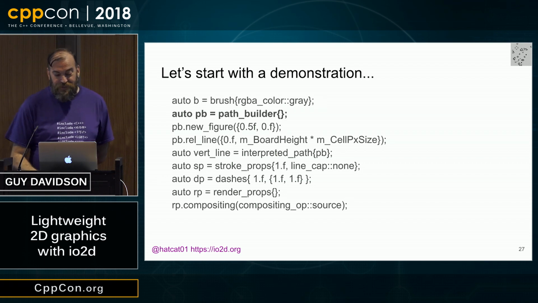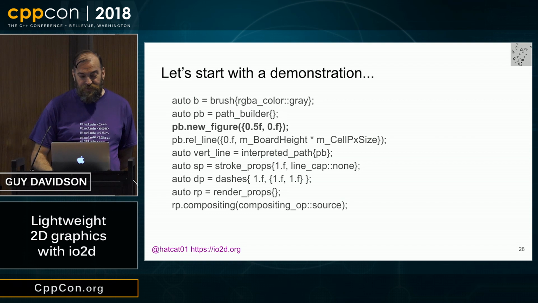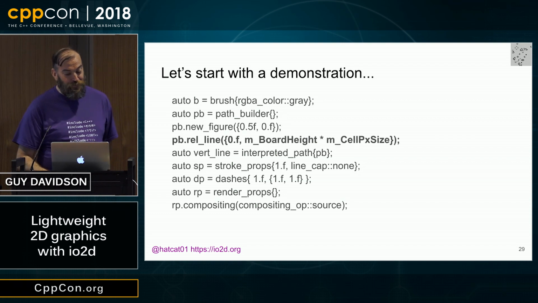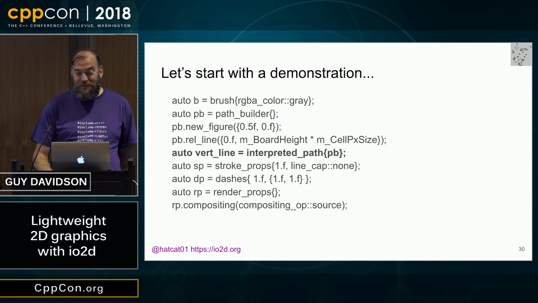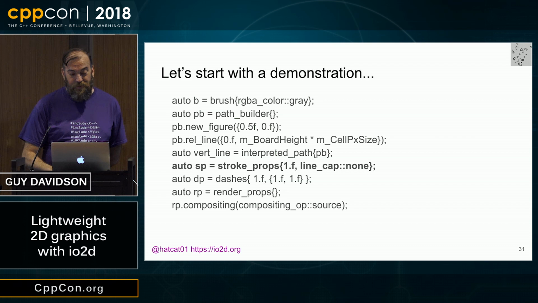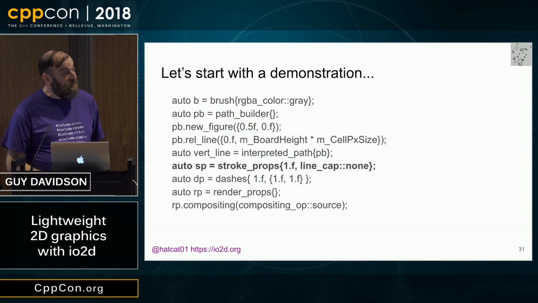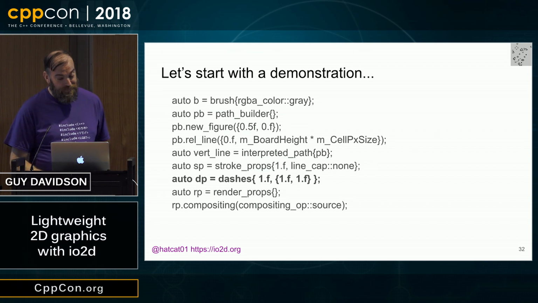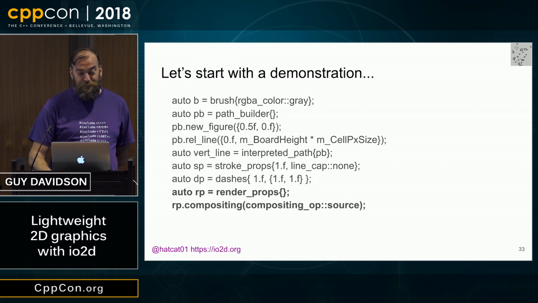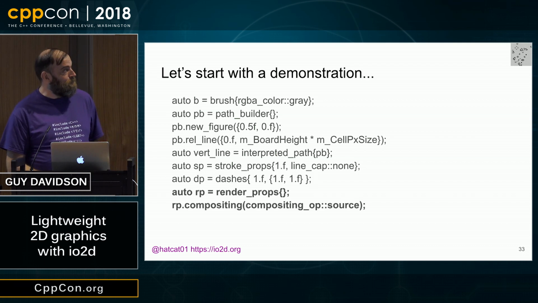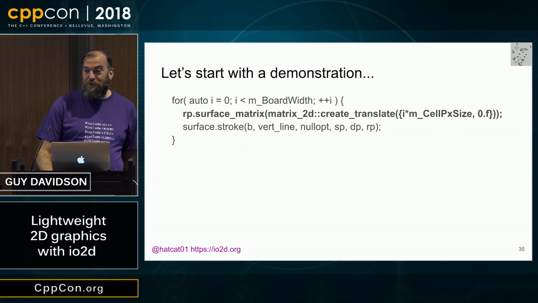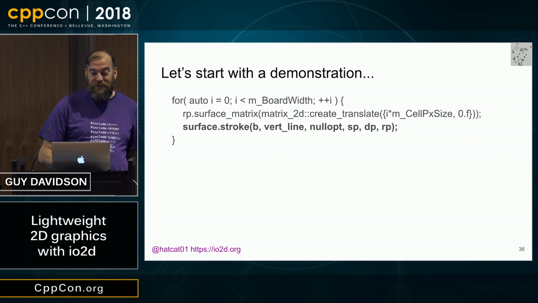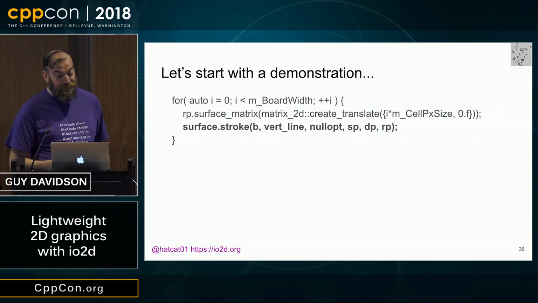So we use a path builder to describe a path, which consists of a set of instructions. So we declare a new figure, then we draw a line down the y-axis, and then we make an interpreted path object out of this. That's our vertical line. The stroke properties consist of a width and a flag for how the line ends, and then the dashes describe the offset and the spread, and the render properties describe how pixels will be blended. And then we put this through a for loop, translate the render target across the board, and then we stroke the dashes. io2d offers linear algebra and geometry maths.